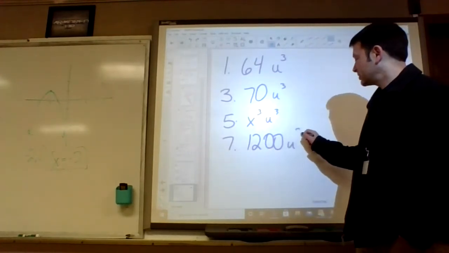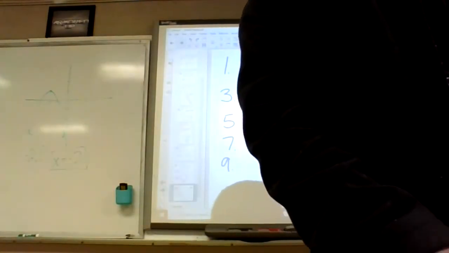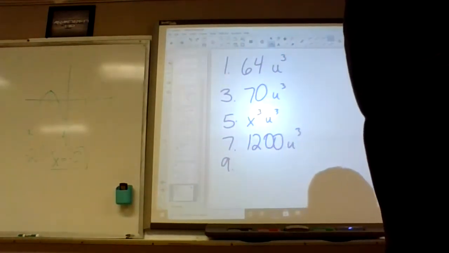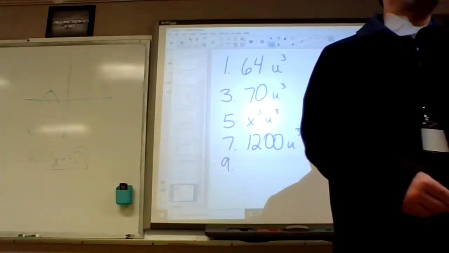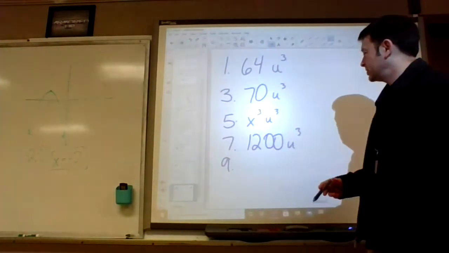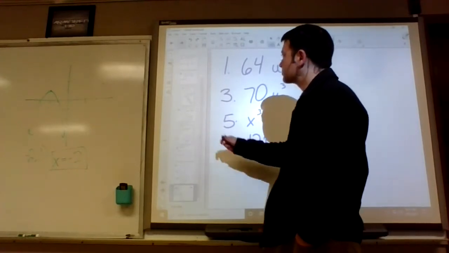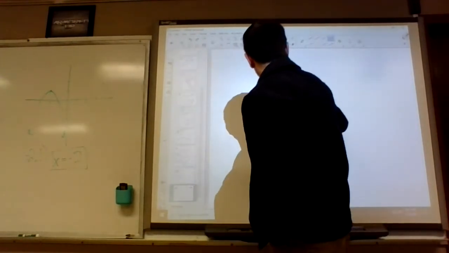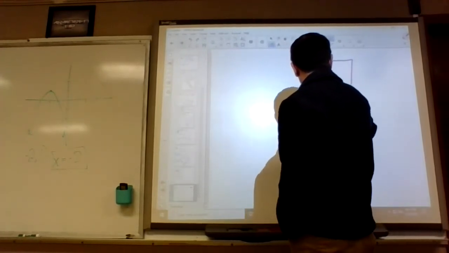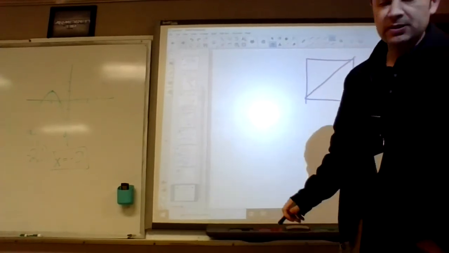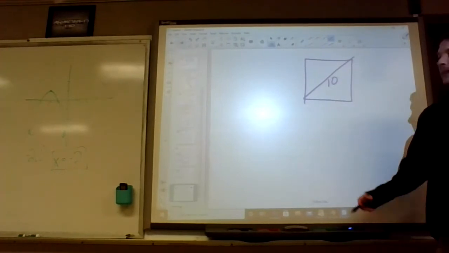Alright. Now, are we to the tricky part yet? Number 9, yes we are. It's a cube, but they don't give us the length of each side. So what should we do for number 9? Any ideas? They only give us one number, and that's the diagonal of one side. It's 10.